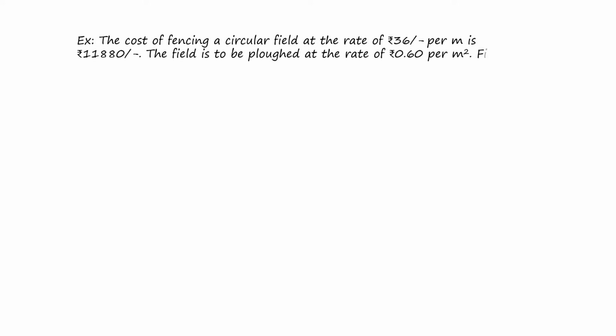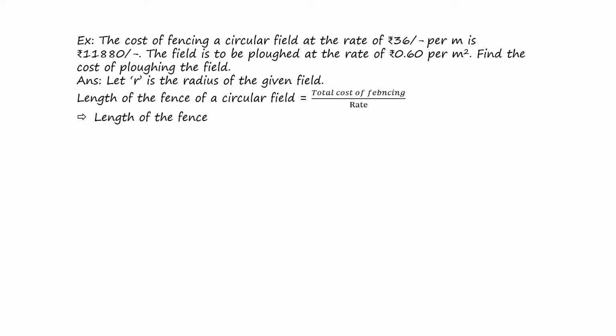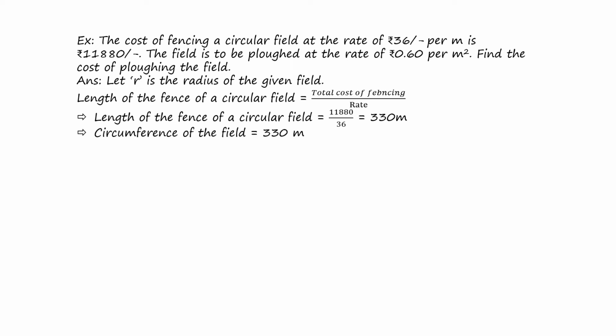The cost of fencing a circular field at a rate of rupees 36 per meter is 11,880. The field is to be plowed at a rate of rupees 0.60 per meter square. Find the cost of plowing the field. Let small r be the radius of the given field. Now the length of the fence of the circular field equals total cost of fencing by rate. That means length of the fence of the circular field is 11,880 by 36, which is 330 meter. That means circumference of the field is 330 meter.